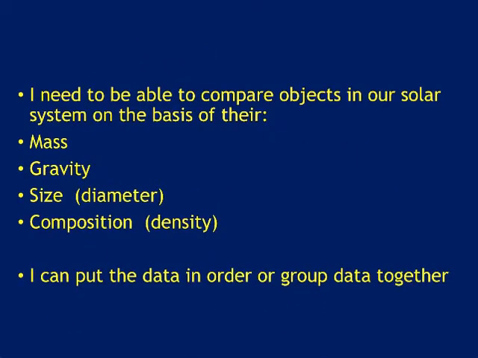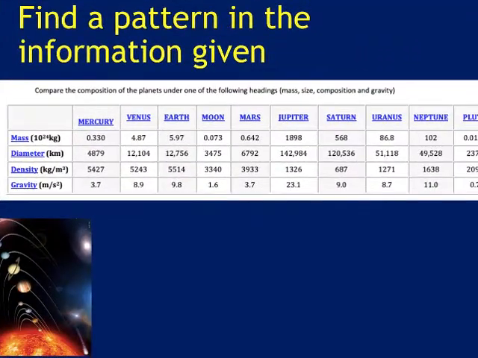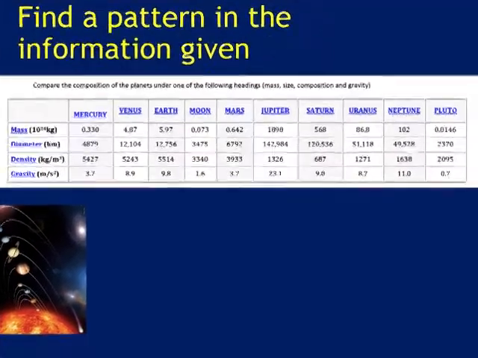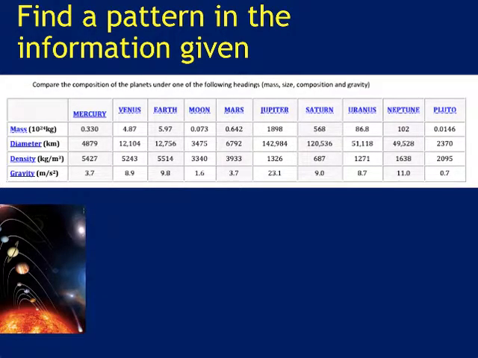So you just need to make a note of this for yourself. I need to be able to compare the objects, and the things you have to compare are on the basis of mass, gravity, size, which may be written as diameter, composition, which may be written as density. And I can put the data in order or group the data together is what you're going to be able to find out what to do. Okay, so pause that if you need to. Now, I'm going to do the mass for you now.